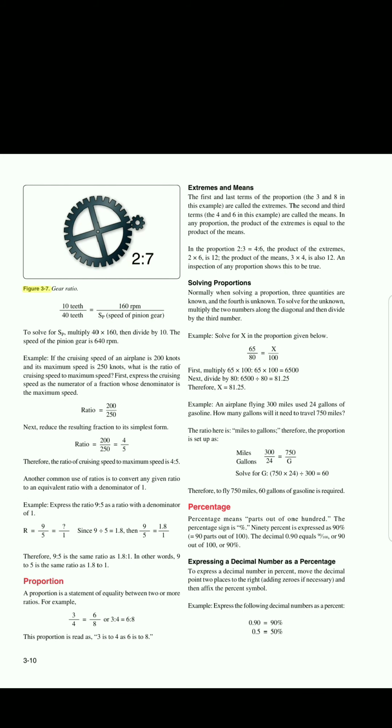Figure 3-7. Gear ratio. 10 over 40 equals 160 rpm over sp, where sp is the speed of the pinion gear. To solve for sp, multiply 40 times 160, then divide by 10. The speed of the pinion gear is 640 rpm.